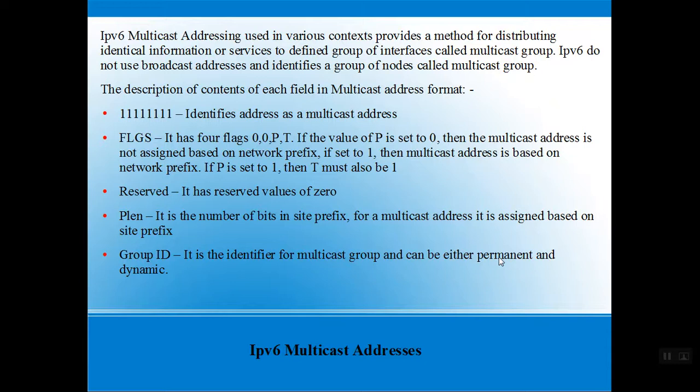Now what is reserved? It has reserved values of 0. Plen. It is the number of bits in the site prefix. For a multicast address, it is assigned based on the site prefix. Group ID. It is the identifier of the multicast group and can either be permanent or dynamic.